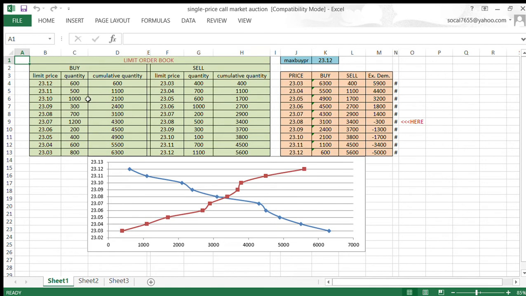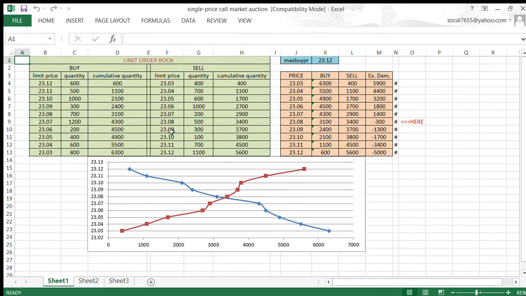Now I have the limit prices for the buy side in order from the most aggressive buy limit price to the least aggressive. And on the sell side, in the limit order book, we have the prices listed from the most aggressive sell price. An aggressive sell price is, if you want to sell something, you're willing to take a low price. So this goes from low to high. So this is what we start with.